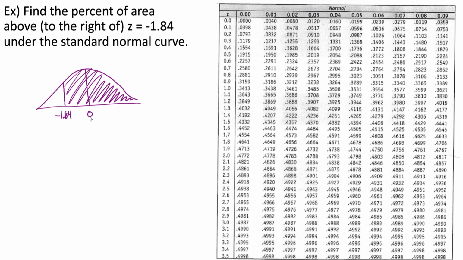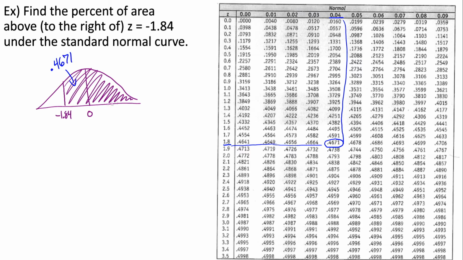We can find the area between 0 and negative 1.84 the same way we would find the area between 0 and positive 1.84. So we would go to 1.8, go over to 0.04, follow this row along and then follow this column down until they meet up. So we know this piece over here is 0.4671.